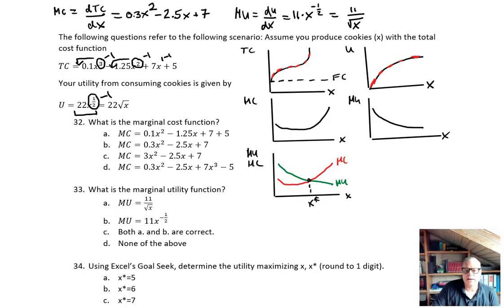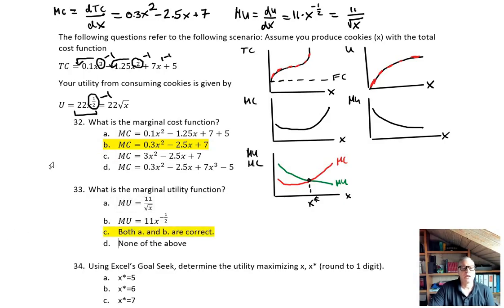Okay, so now we already have quite a lot. So we can actually answer maybe the first question. What is the marginal cost function? It's 0.3x squared minus 2.5x plus 7. So this is correct. What is the marginal utility function? The first one is correct, but also the second, so it's both A and B.